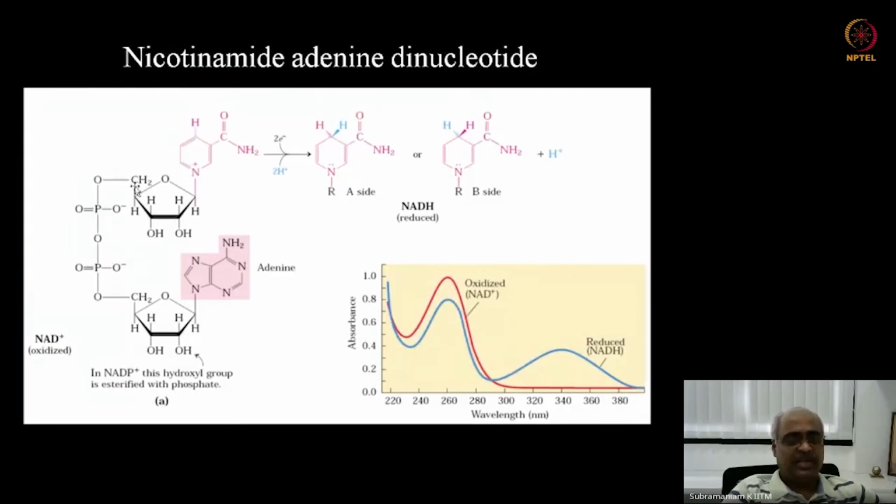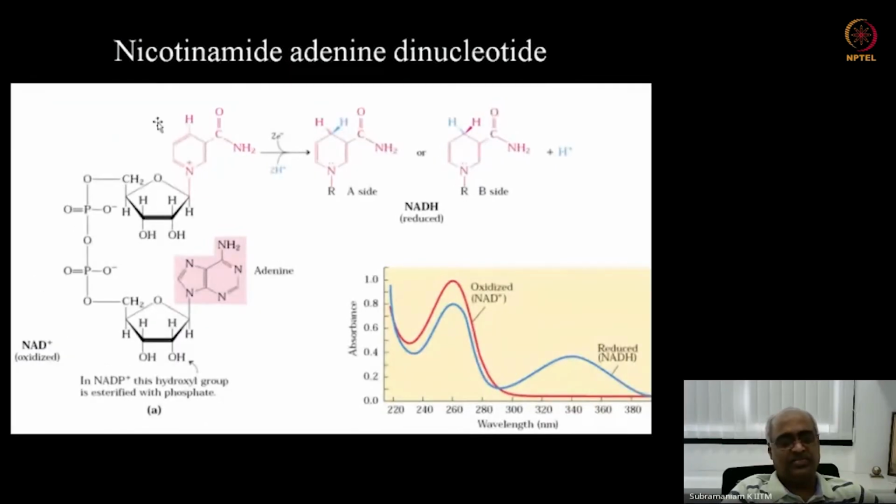Nicotinamide adenine, then dinucleotide. It's 2 nucleotides. See, this alone you will call 1 nucleotide. This alone you will call 1 nucleotide. So therefore, this is a dinucleotide. So now the electron carrying capacity comes from this structure.